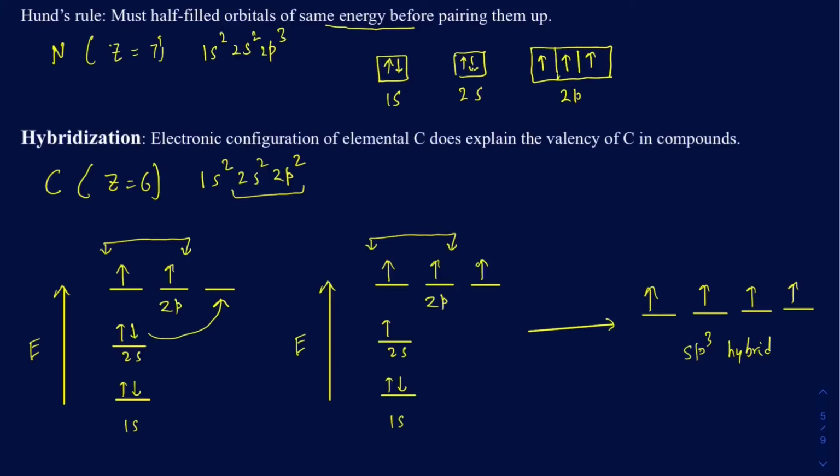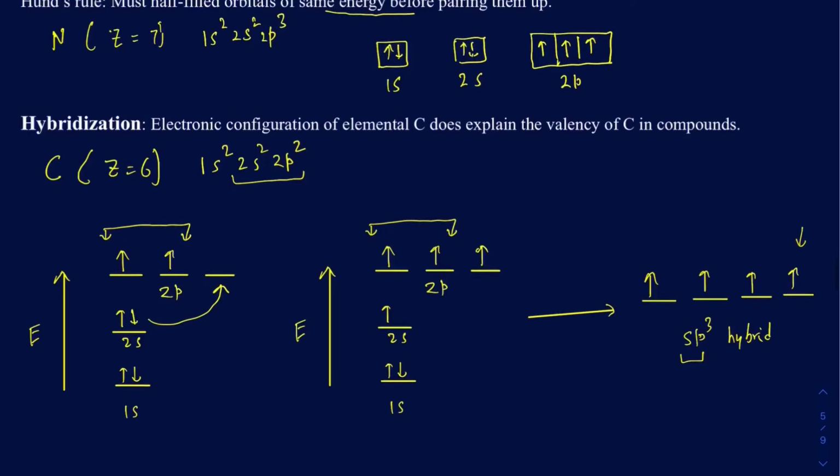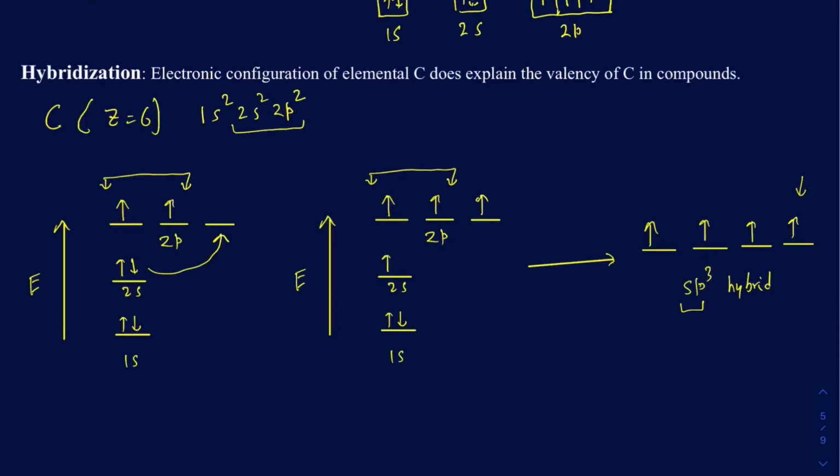Now, your electron movement does take place, but that doesn't necessarily mean you're going to be using all 4 of these orbitals in the hybridization. You may very well use only 3, and in that case it's going to be called sp2, and then your last orbital is going to be left unhybridized with still 1 electron in there, and that's going to be capable of making a so-called pi bond. Based on this hybridization, you can explain why carbon is tetravalent, why it's able to make 4 bonds.